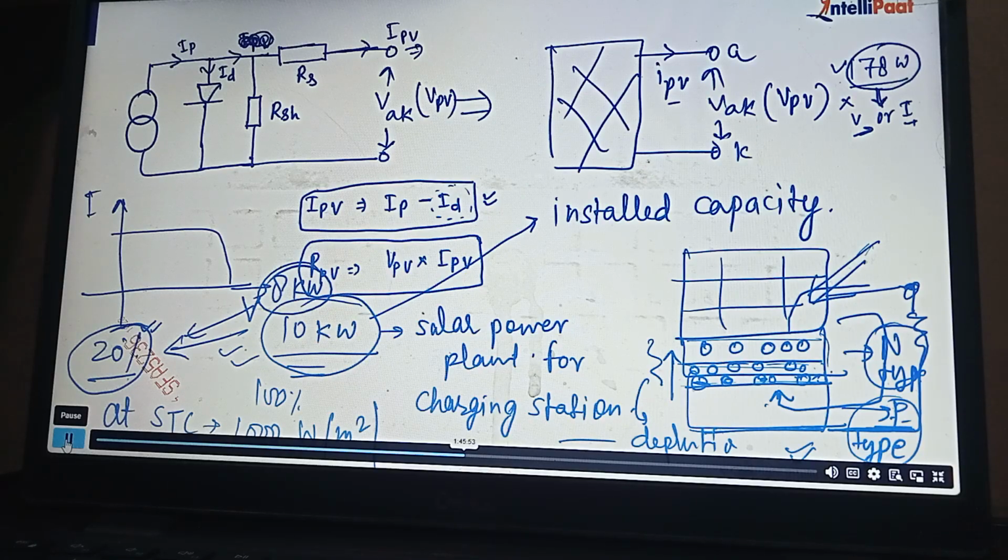So this is the basic principle. Due to the N-P type of material and due to free electrons, the energy, and you have connected some external circuit, current is flowing in this way.